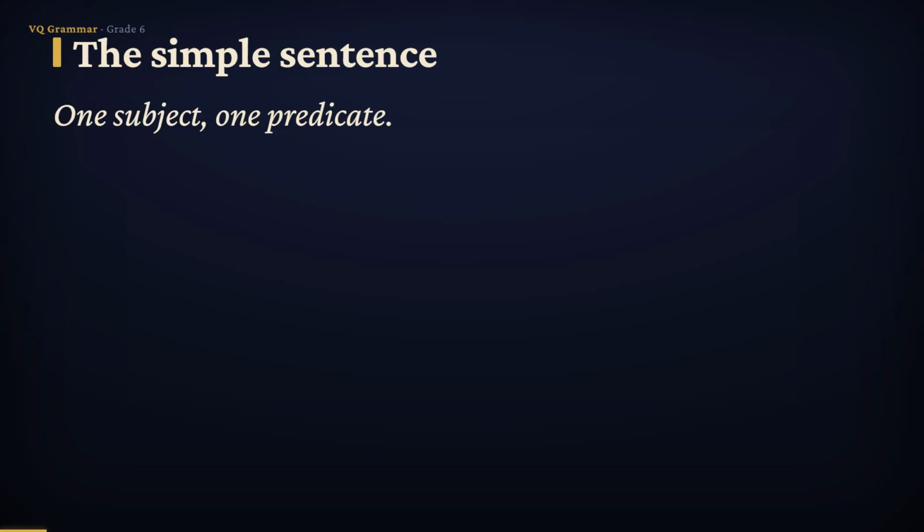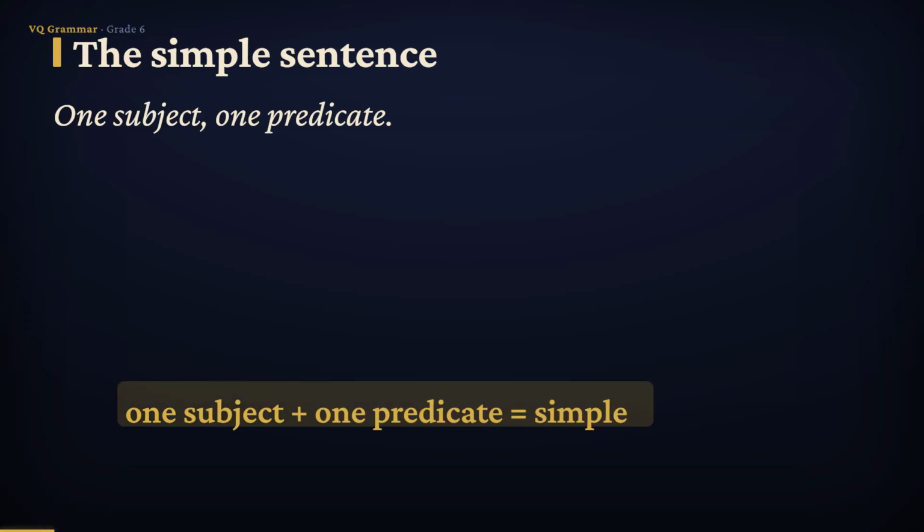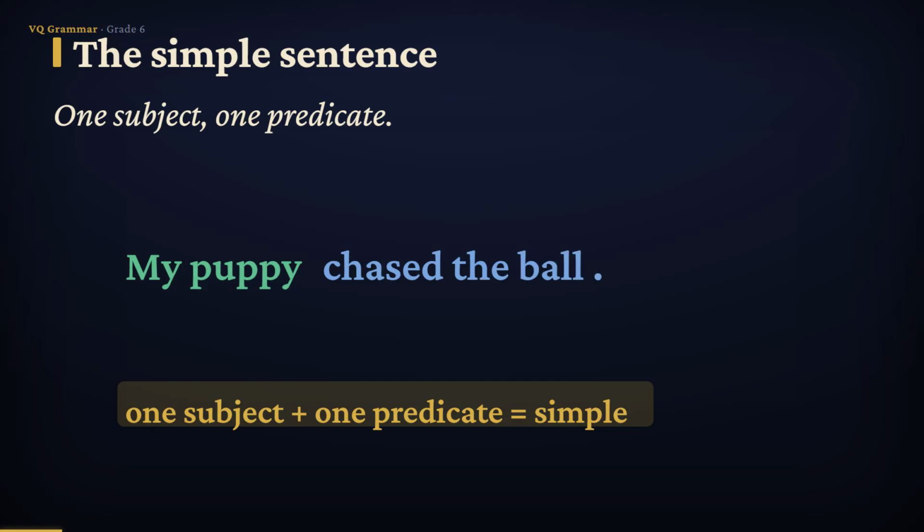Let's start simple, and I mean that literally. A simple sentence has just one subject and one predicate. Here's one. My puppy chased the ball. My puppy is the subject, the one we're talking about. Chased the ball is the predicate, what the puppy did. One subject, one predicate, and one complete thought. That's a simple sentence, and it's the building block for everything else today.